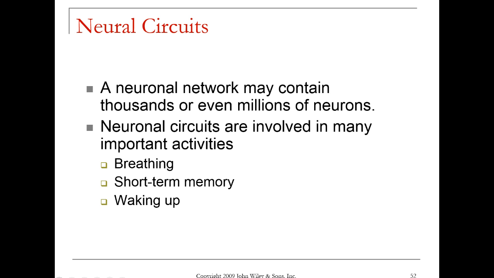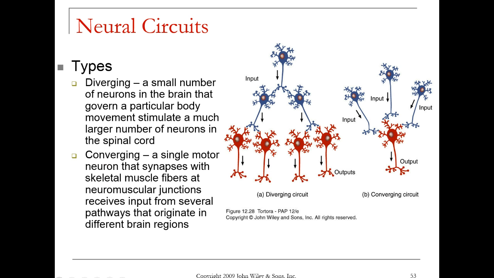But we're going to just break it down into some simple neuronal circuits today. So these are circuits that are pre-existing and pre-wired. They don't have anything to do really with long-term memory, but many of them are involved in short-term memory. And they're very important for everyday activities like reflex activities like breathing, or short-term memory, or the ability to wake up. Now these different neuronal circuits take on some very characteristic patterns.